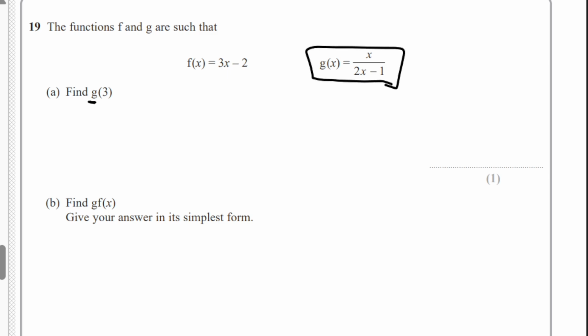What does g of 3 mean? G of 3 means every x here, replace it with 3. So this x here, I'll just replace it with 3. And this x here, I will replace it with 3. That's how you should do it. Now, let's write it.